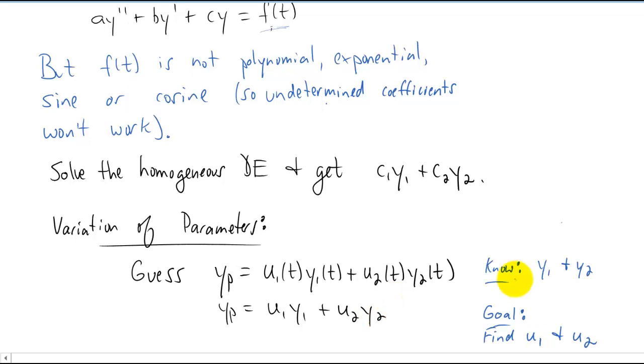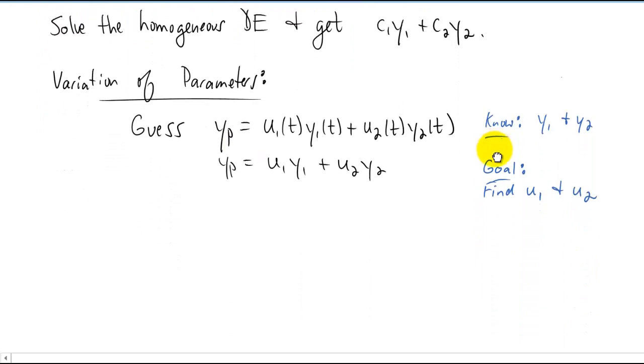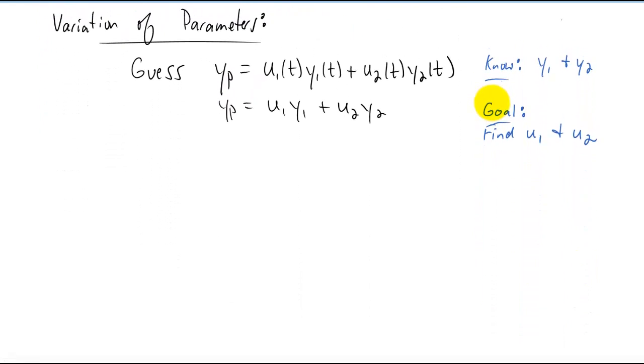So in variation of parameters, we always know what y1 and y2 are because we can get them really easily from the homogeneous DE. And the goal is to figure out what u1 and u2 are so that we can multiply all this stuff together and figure out our particular solution to our differential equation. That's variation of parameters.